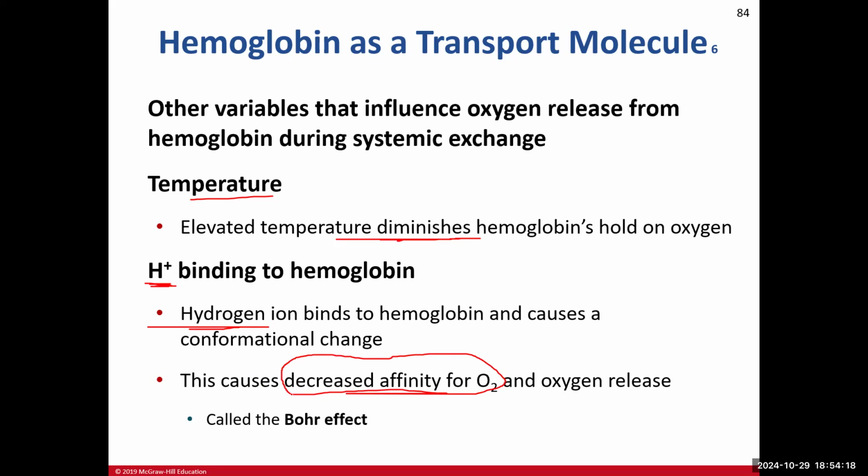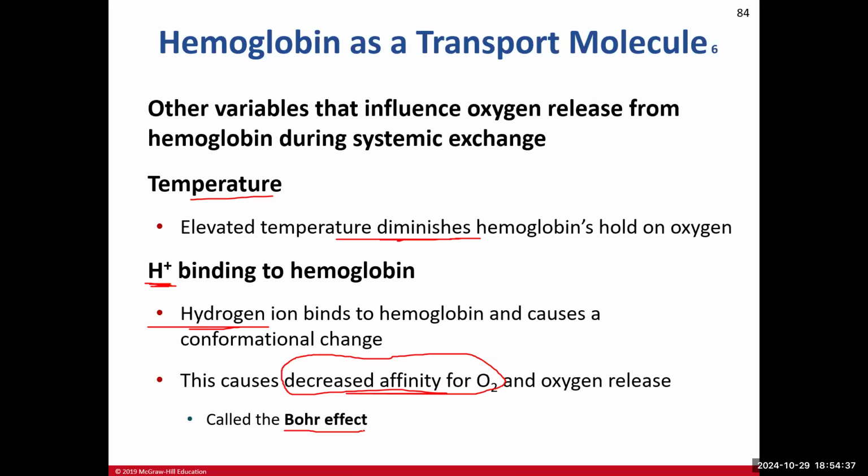And when that occurs, where's that oxygen going to go? Into the metabolically active tissues. So we call this the Bohr effect. Essentially, what you could say is if you start to see a decrease in pH, you will start to see the Bohr effect in action.